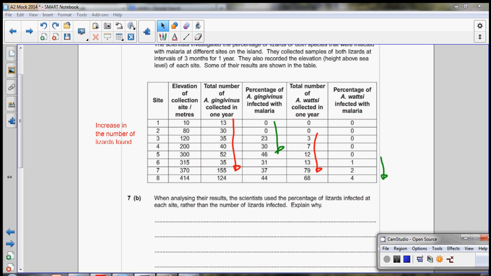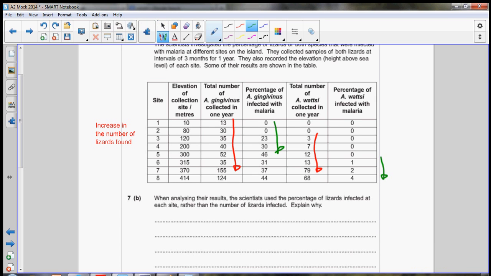For the A. gingivinus, again none of them are infected at the lowest elevations, but as you go a bit further up, there seems to be an increase in the percentage infected up until about 300 metres. After that there seems to be a slight decrease. The numbers go from 46 down to 31 and then fluctuate a little bit.